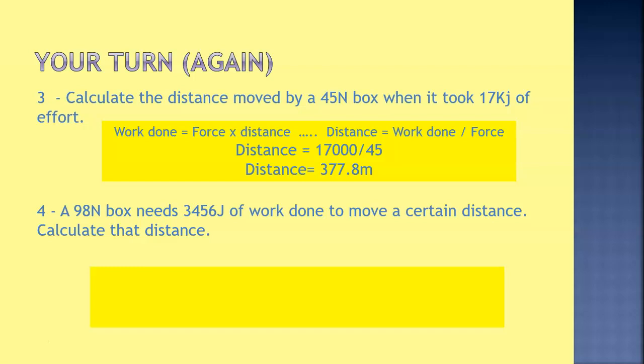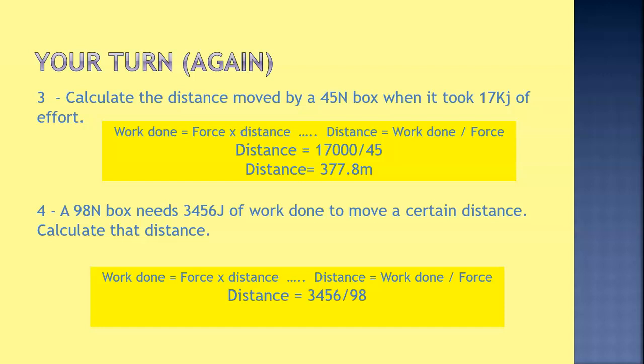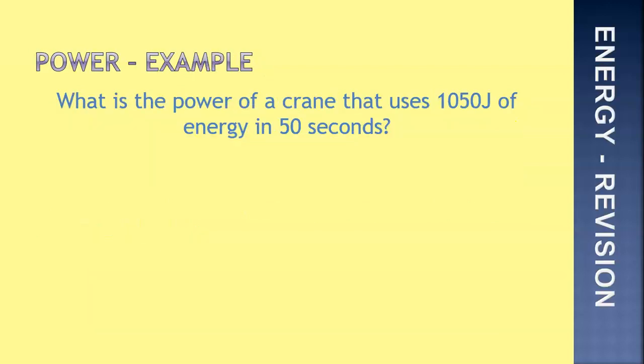Question 4. A 98 newton box needs 3,456 joules of work done to move a certain distance. Calculate the distance. Again, we've rearranged the equation. Distance is work done over force. Distance is 3456 over 98. That gives us a distance of 35.2 meters.